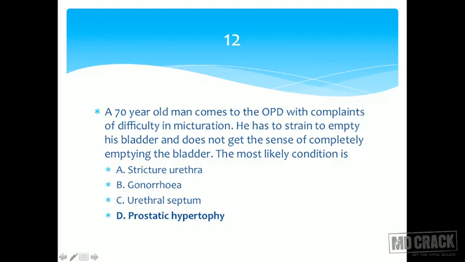Why is the person now coming? The age of the person is 70 years. He's pretty old, and therefore I don't see a reason why he should present now with this complaint. And as it is, stricture urethra or urethral septum do not classically manifest with these symptoms.